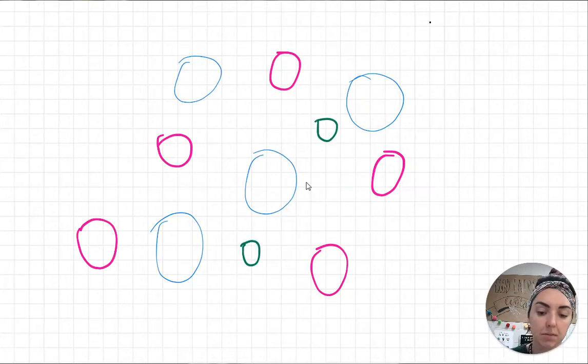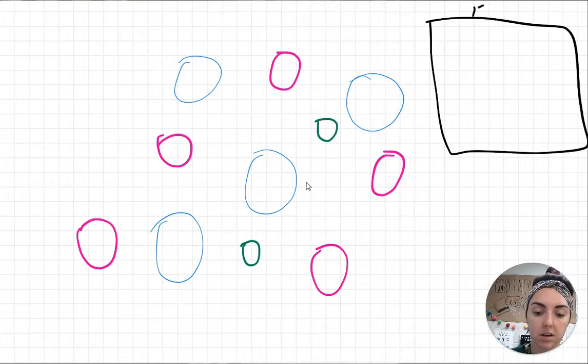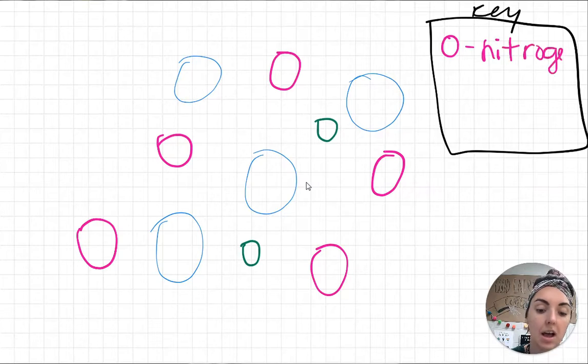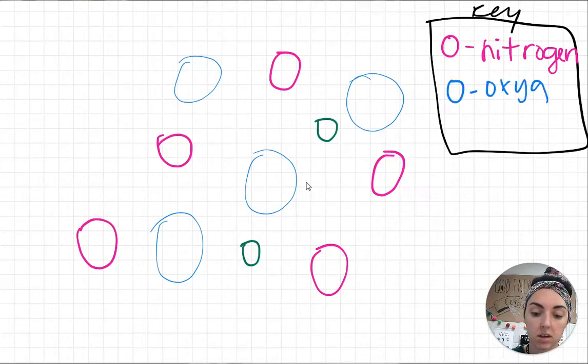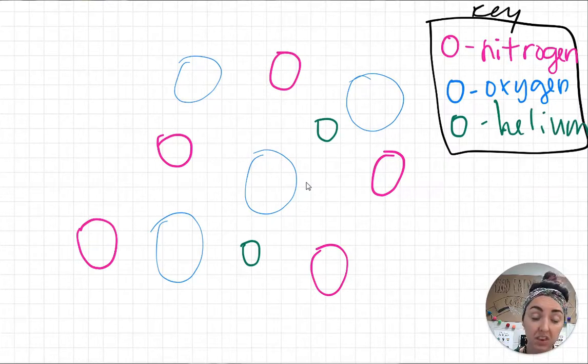Well, I still need a key. So I'm going to make my key a little bigger because I've got more particles now. So I've got these pink ones. We said those were nitrogen. I've got these blue ones. We said those were oxygen. And then I've got these green ones, and we said those were helium. So I'm showing something really similar. It's just this particle model is now a little bit more detailed. Both are equally correct.